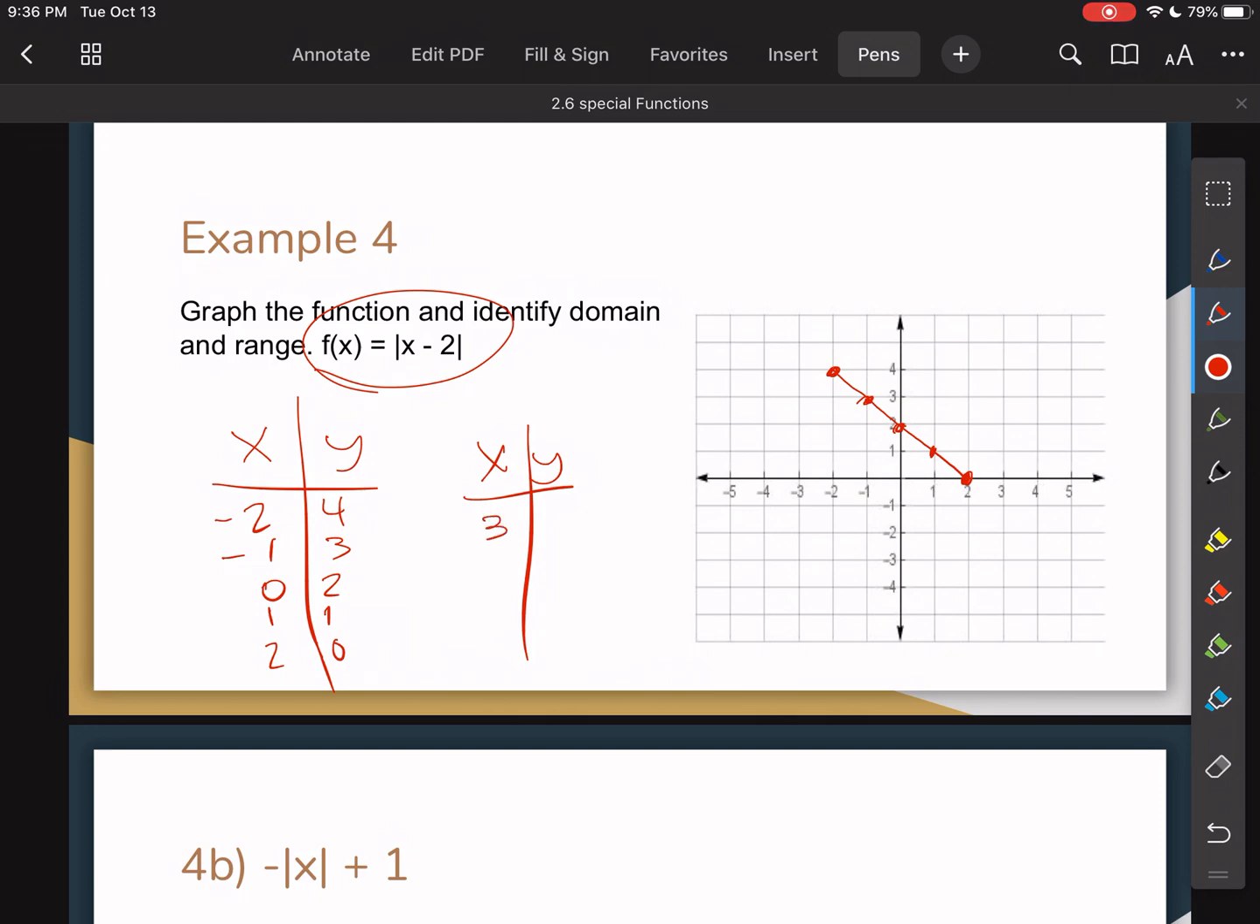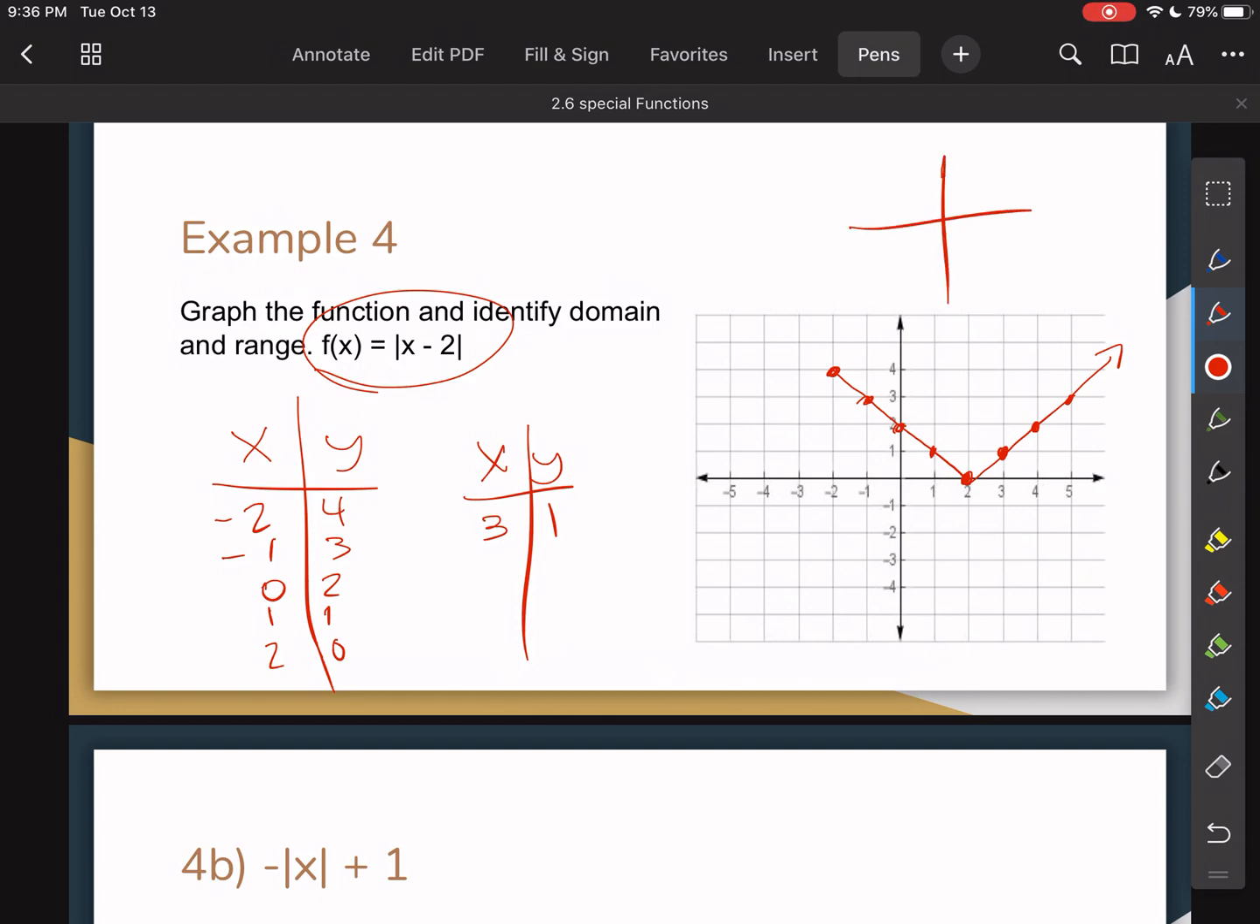If I plug a 3 in, 3 minus 2 gives me 1. Absolute value of 1 is 1. So at 3, I'm at 1. There we go. So now I've made the turn, and I can kind of guess that the pattern is going to continue. So there is the graph of absolute value of x minus 2.